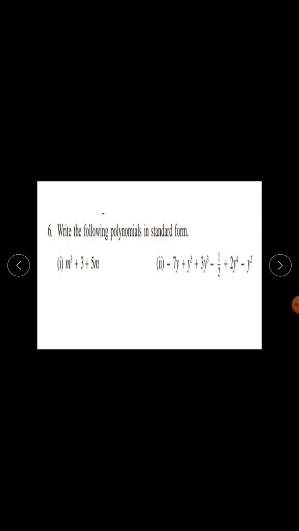Here question number 6. Write the following polynomials in standard form. First one is given m cube plus 3 plus 5m, and second one is minus 7y plus y raised to power 5 plus 3y cube minus half plus 2y raised to power 4 and minus y square.